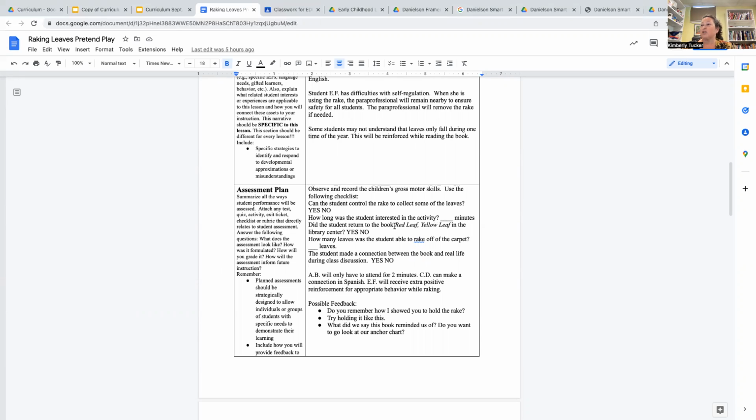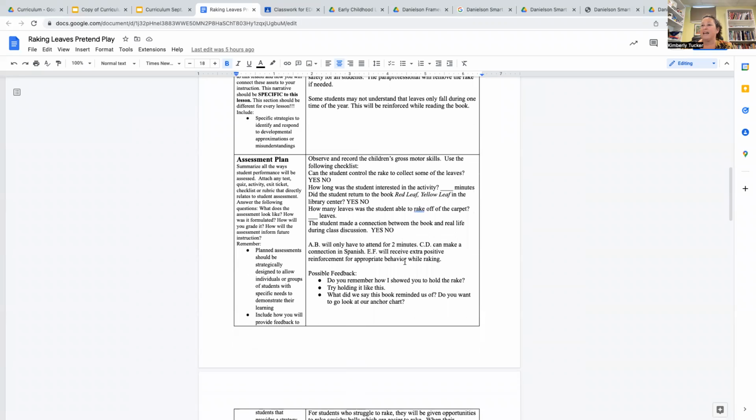Did the student return to the book Red Leaf, Yellow Leaf in the library center? This would be during center time. Yes or no? How many leaves was the student able to rake off the carpet? I would record that number. And did the student make a connection between the book and real life during the class discussion? Yes or no? Then I have to show how I'm going to differentiate this assessment for individual students. So AB will only have to attend for 2 minutes. CD can make that connection in Spanish, and EF will receive some extra positive reinforcement for appropriate behavior while raking.